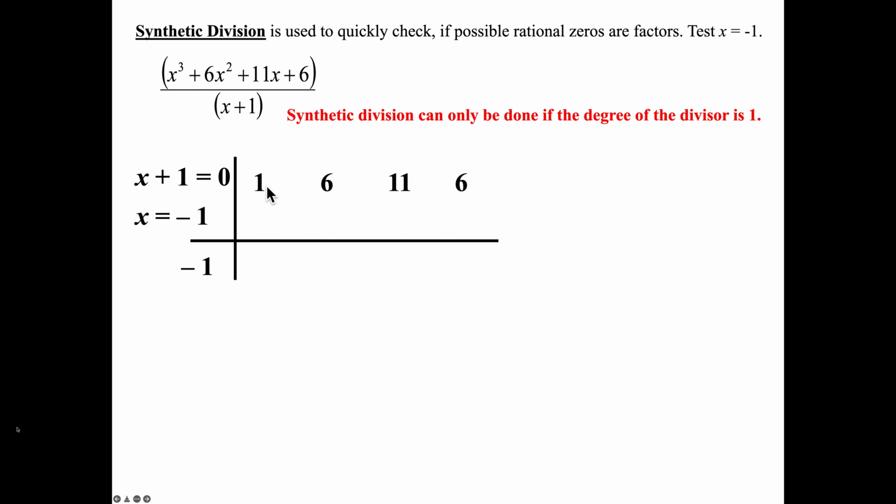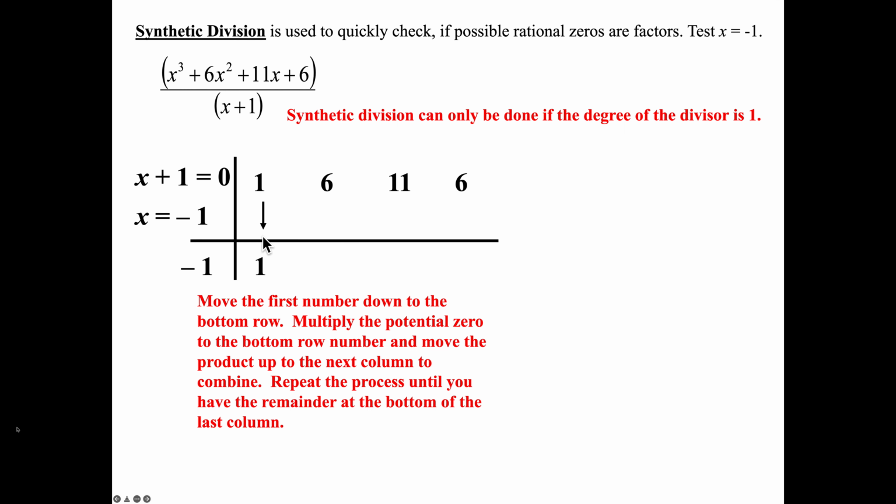So the first thing in synthetic division we do is you drop down the 1, and then you're going to take whatever number you have here in the lower left-hand corner, and you're going to multiply this rational 0 that we're working with to the 1 and line it up into the next column. And then you combine and add this together. So negative 1 times 1 is negative 1.